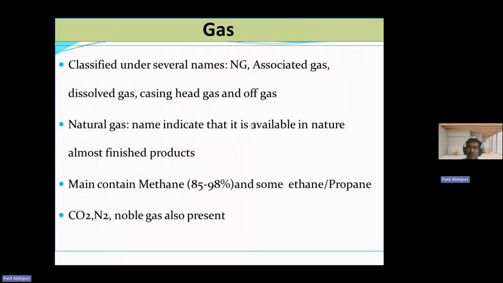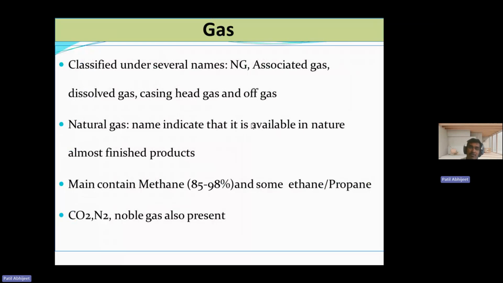As the name itself suggests, natural gas is available in nature almost as a finished product, in almost completed format. The major component of natural gas is methane, contributing 85 to 98%. The rest might be ethane, propane, some CO2, and N2. The CO2 is unreacted CO2, and noble gases are also going to be present in the gas.